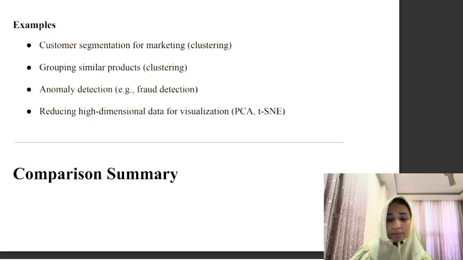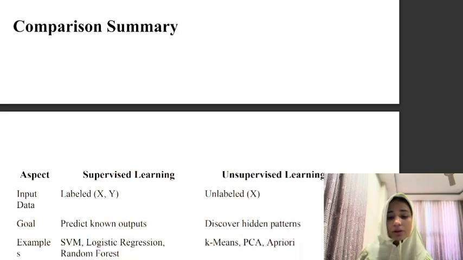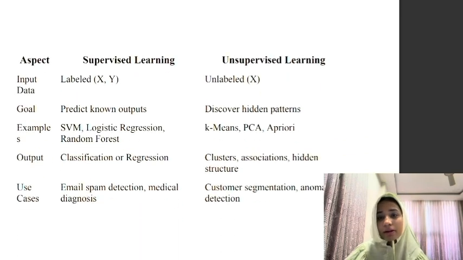Now a comparison summary, when to use what. Input data: in supervised learning it is labeled, X with Y, but in unsupervised learning it is unlabeled. Goal: predict known outputs in supervised learning, and discover hidden patterns in unsupervised learning. Examples: in supervised learning, SVM, logistic regression, random forest; in unsupervised learning, k-means, PCA, Apriori.